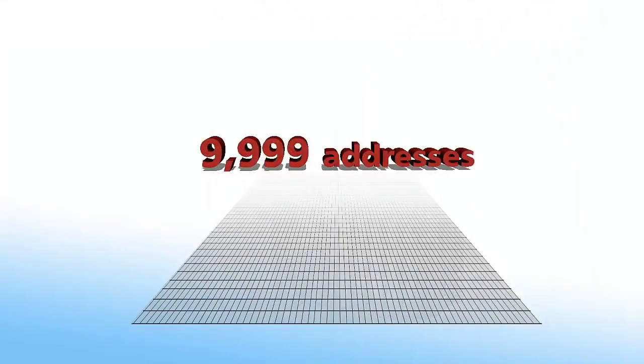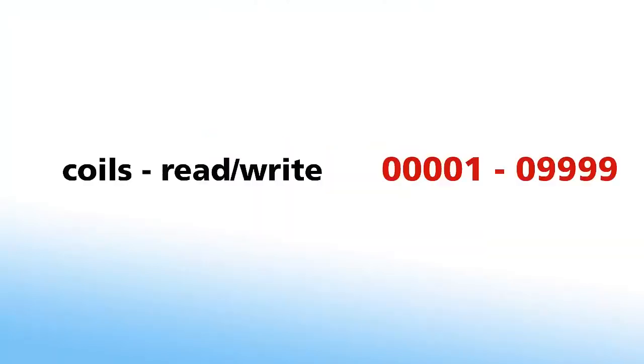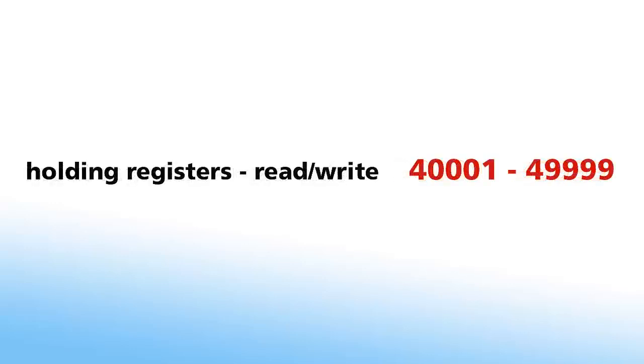Each table has a maximum of 9,999 addresses. Data table addresses 1 through 9,999 are the read-write table for coils. Addresses 10,001 through 19,999 are the read-only table for discrete inputs. Data table addresses 30,001 through 39,999 are the read-only table for input registers, and addresses 40,001 through 49,999 are the read-write table for holding registers.